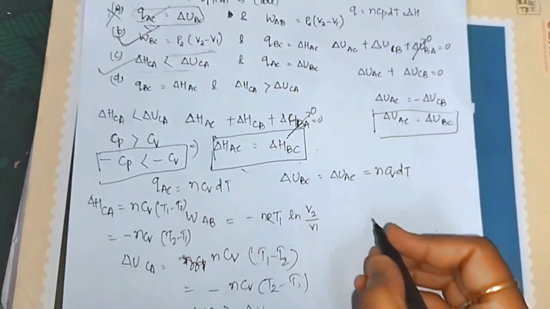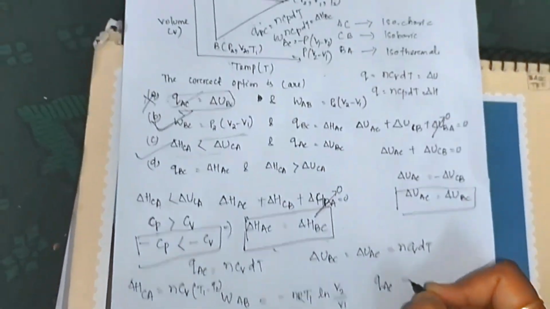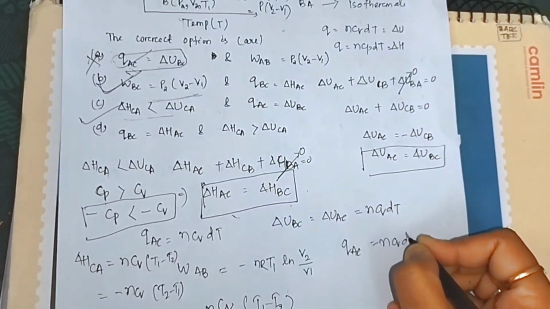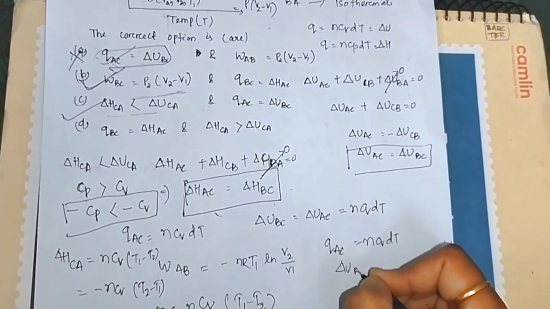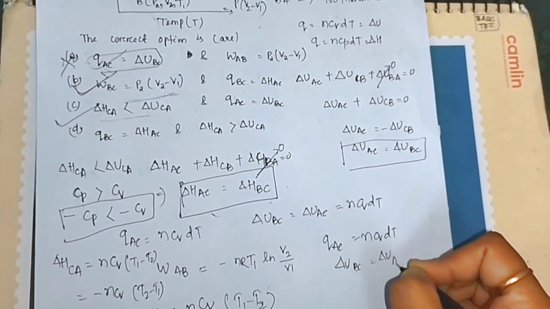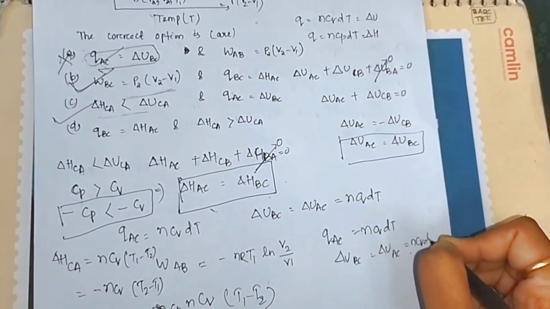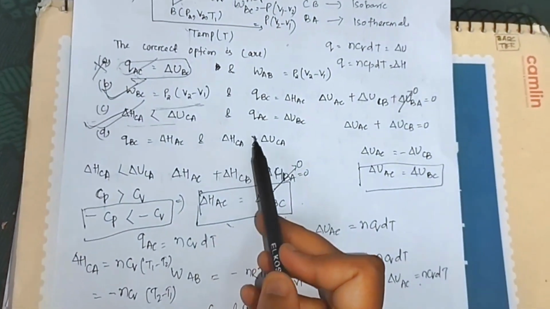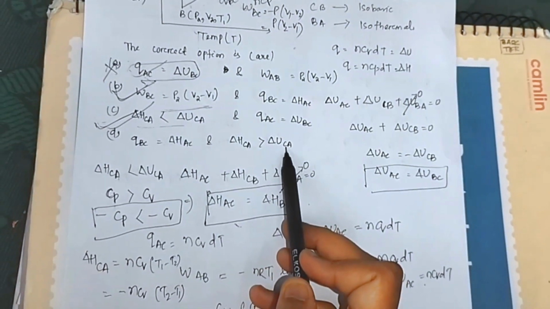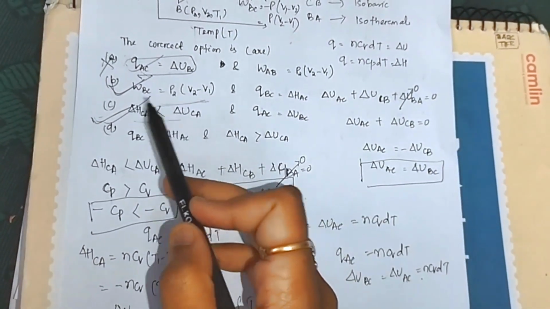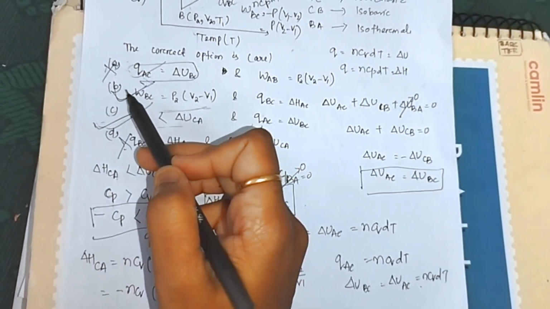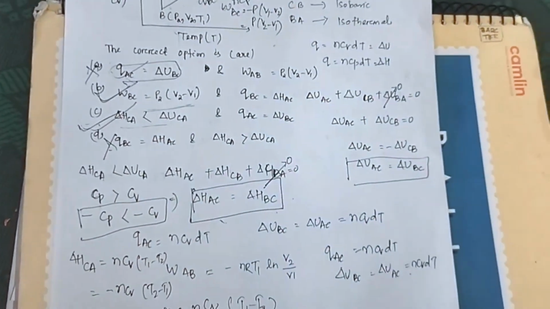Q AC is equal to del U BC. Q AC means volume remains constant, then nCv dT. Del U BC is also equal to del U AC, that is also nCv dT. So this option is also correct. Here given del H CA greater than del U CA, as we saw previously del H CA is less than del U CA, so this option is wrong. So the correct options are B and C.